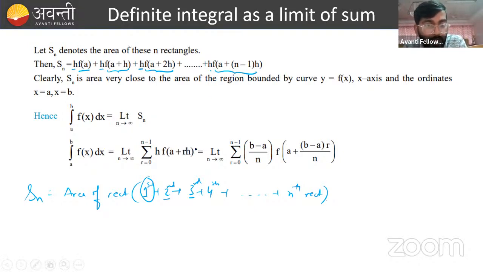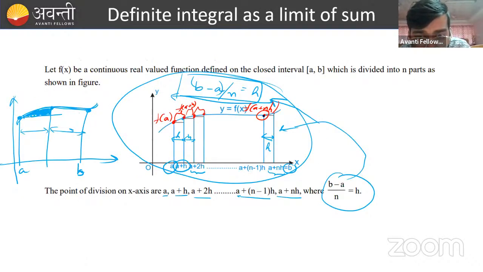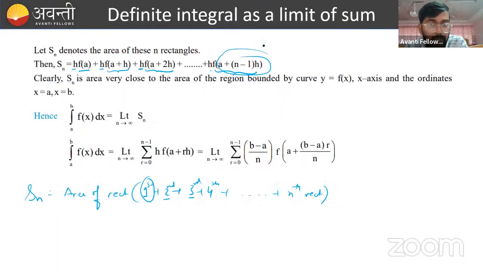Now, sir, we took n rectangles, but why are we finishing this at only a plus n minus 1 times h? So we'll go back to the figure and see. Here you can see that the height of the nth rectangle is f of a plus n minus 1 times h. The f of a plus nh is here, which we are supposed to neglect because we need only this rectangle here. I'll mark it with red ink so that it will be clear to you guys. So till this point the height comes from f of a plus n minus 1 times h. So that is why the series ends at f of a plus n minus 1 times h.